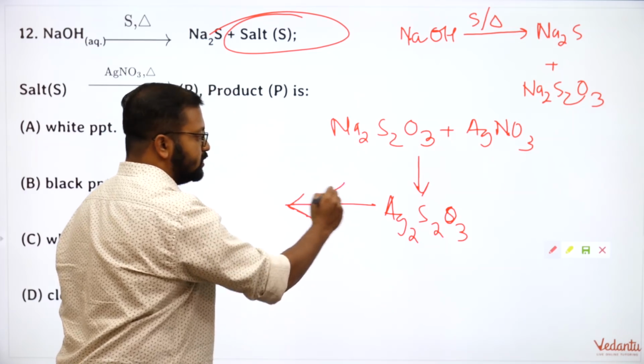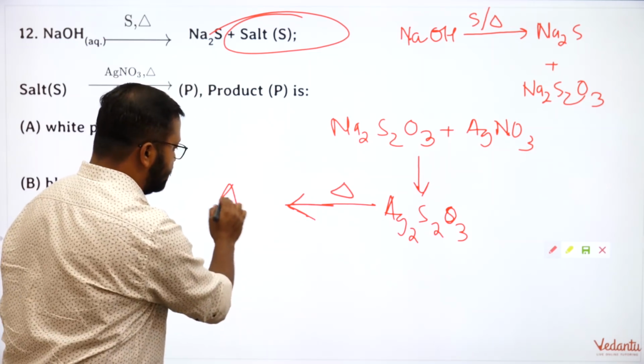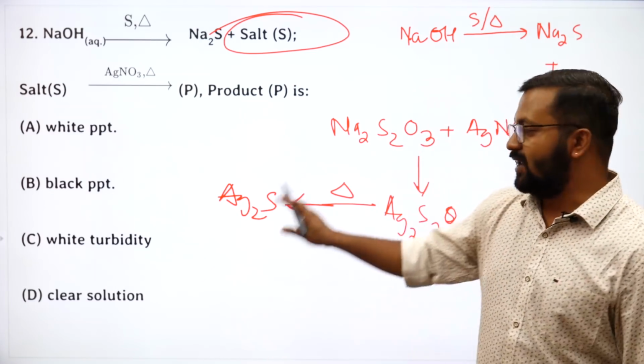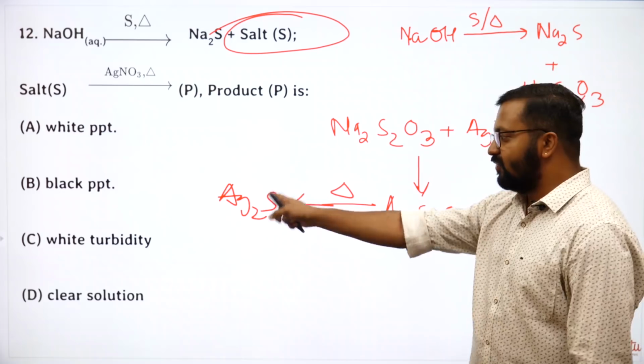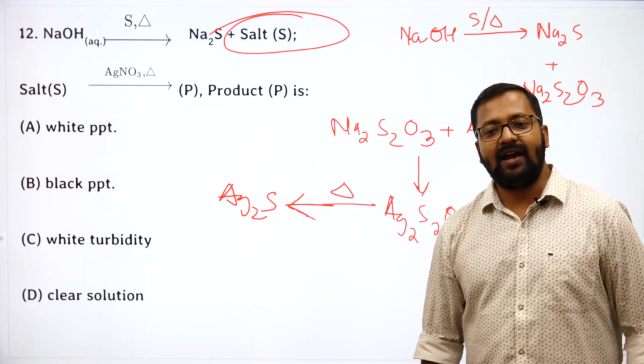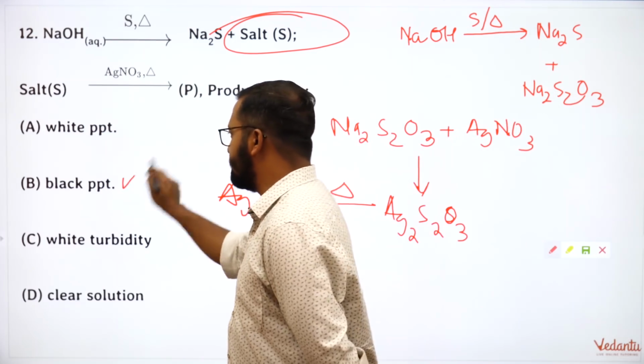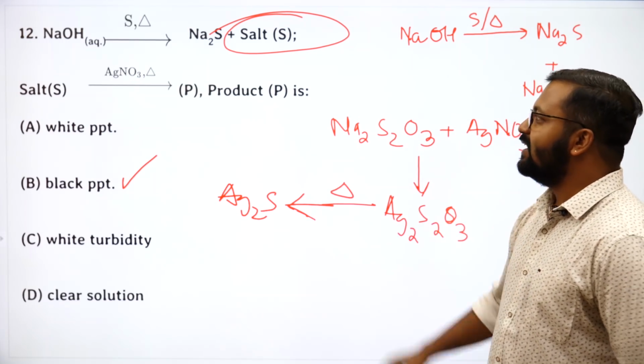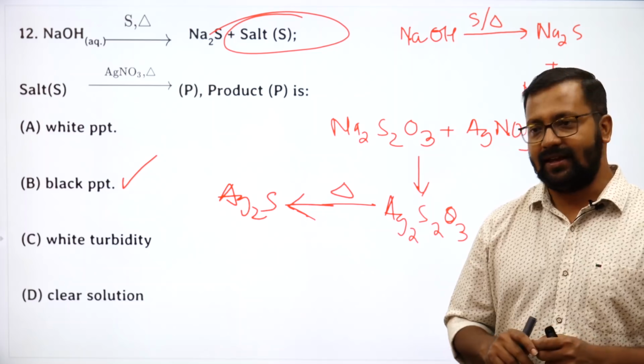It will decompose and it will form Ag2S. Silver sulfide will be formed. If silver sulfide is formed, what will be the color of silver sulfide? Black. The right answer to this question is B. Product P is black in color.